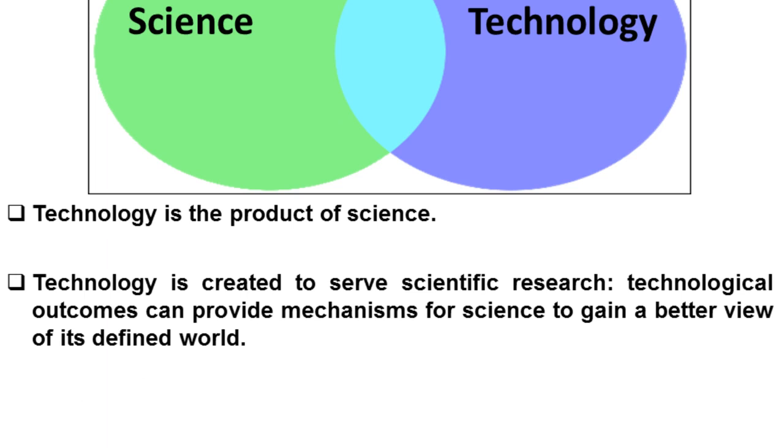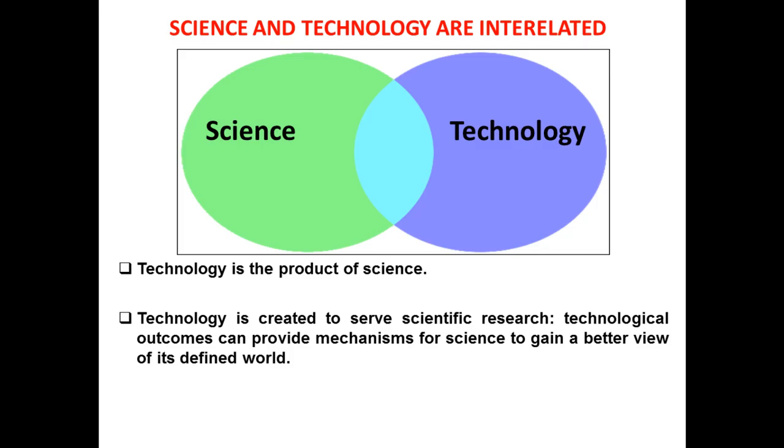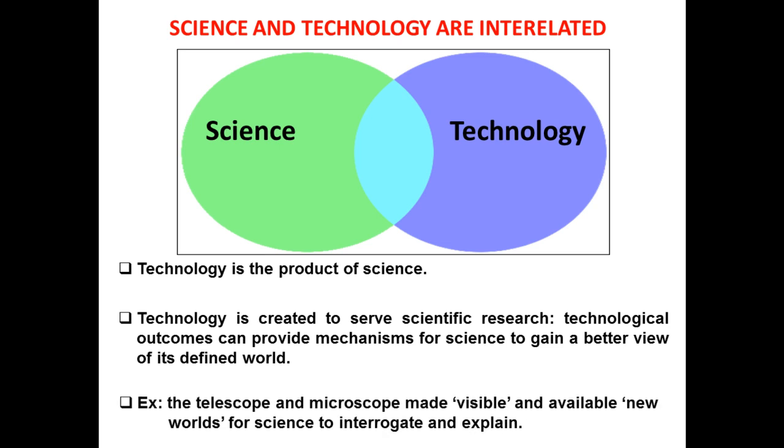Technological outcomes can provide mechanisms for science to gain a better view of its defined world. So technology is created to help science to discover or gain a better view of the world. It provides science with the tools and devices to be used for doing more and more scientific studies about different phenomena in the world. For example, the telescope and the microscope are 2 technological devices that have enabled scientists to see small objects and far objects that cannot be seen with the naked eye.